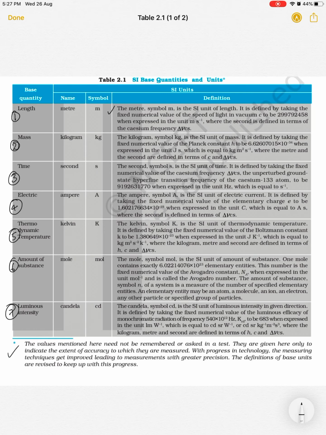At last, you can see there is one important point. It has been given that the values mentioned here need not be remembered or asked in the test. So these definitions of the base quantities are not asked in the test. They are just given as a ready reference for you, to show how accurate and precise they are. They are done with great precision and very high accuracy. And the base units are revised to keep up with progress, and these base units are also being revised every time. So here we have the 7 base quantities.